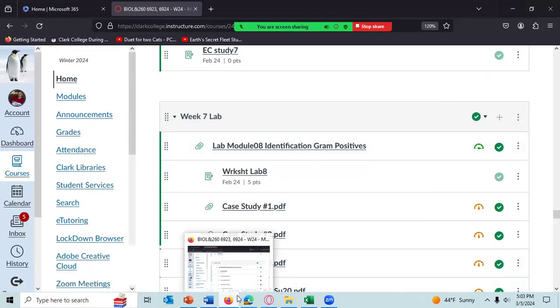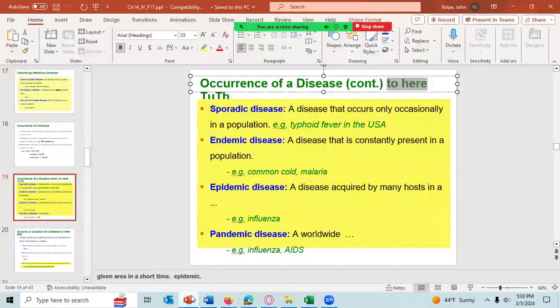Let's move to chapter 14. I've got that up here someplace. We had talked about the occurrence of disease, talking about some different terms, like an epidemic and a pandemic. Any question about any of those? If not, let's move forward.